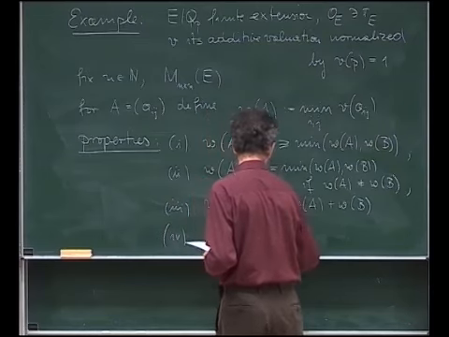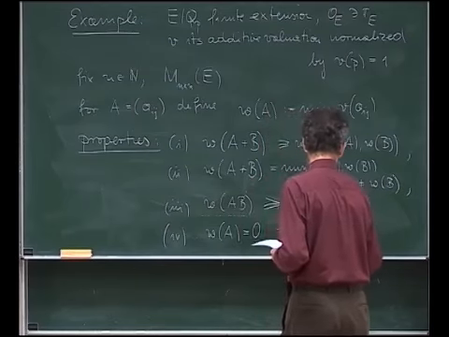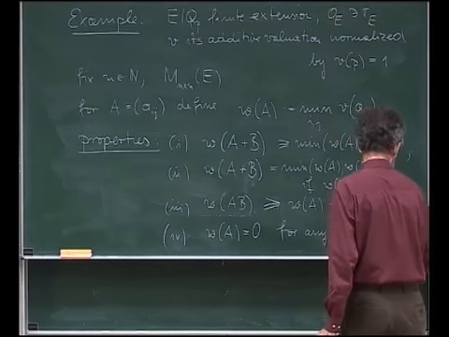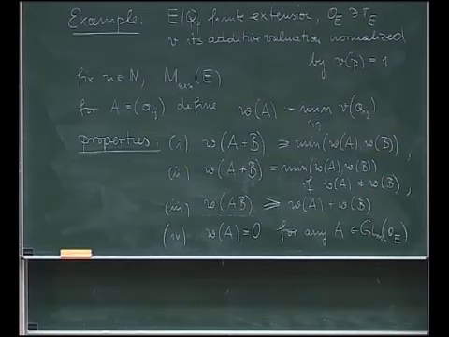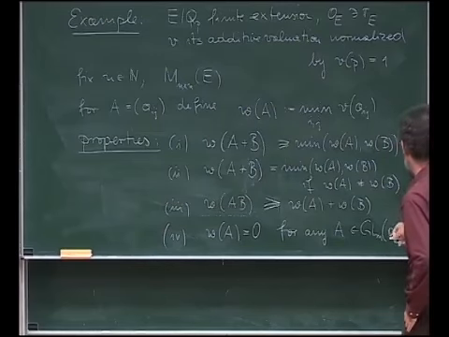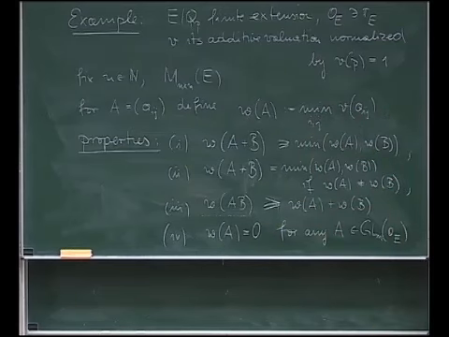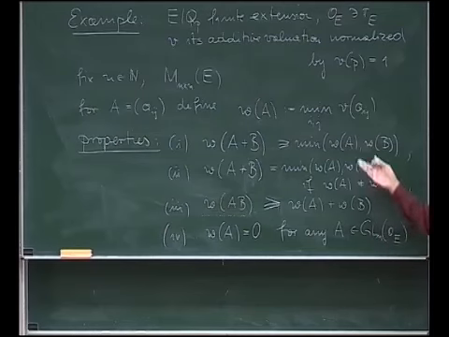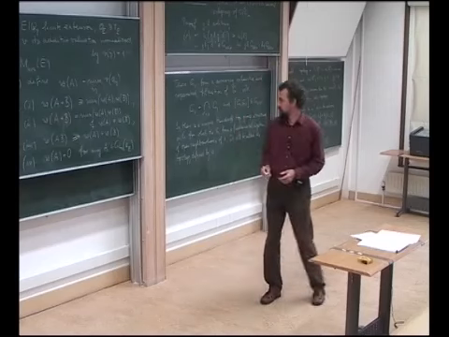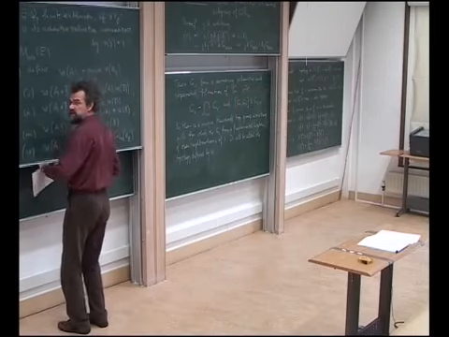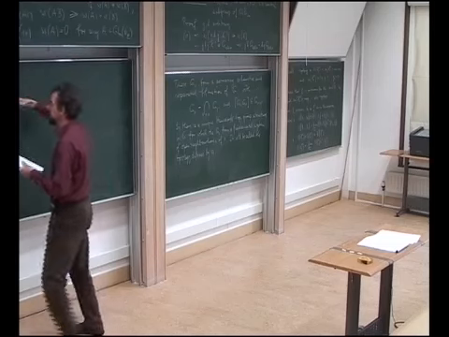And then also something we have to use for this example is that W of A is 0 for any A in GL_n over the ring of integers. Clearly, if all the entries of the matrix are integral, then W of A is non-negative. But if it is invertible over the integers, then at least one entry has to be a unit, and so the minimum is 0.